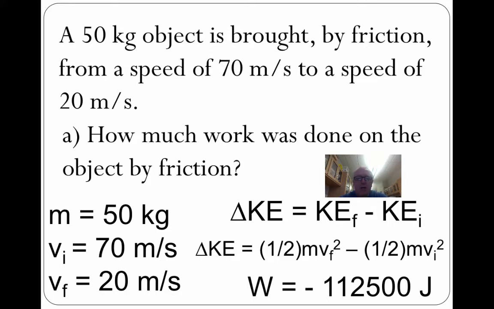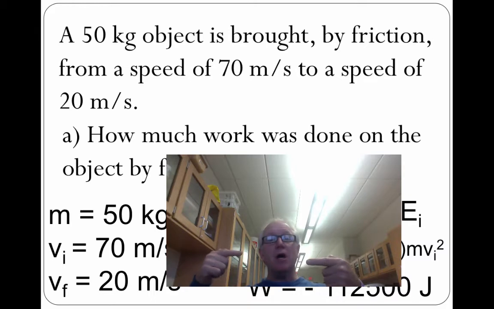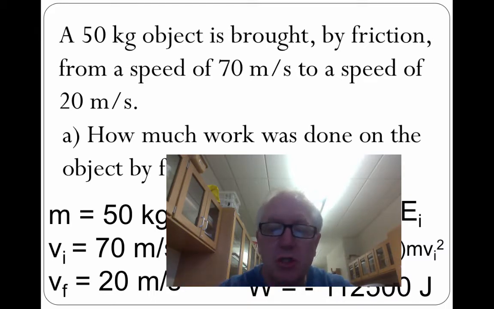Now it should make sense that it's negative because if the motion of the object is in one direction, the friction works in the other direction, and that would be a negative direction, the opposite direction, and that's why the work came out negative here.